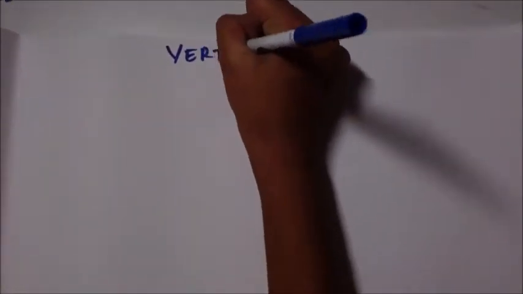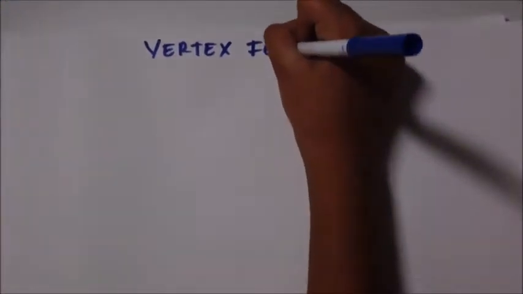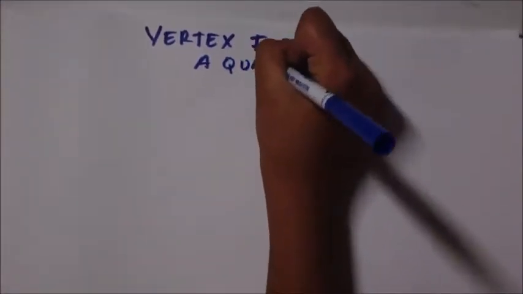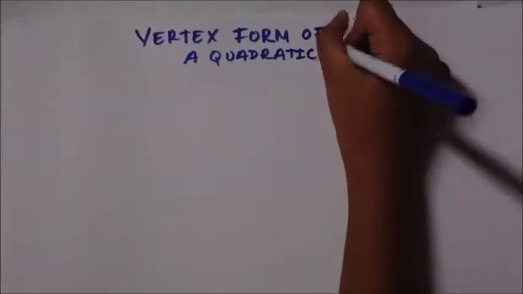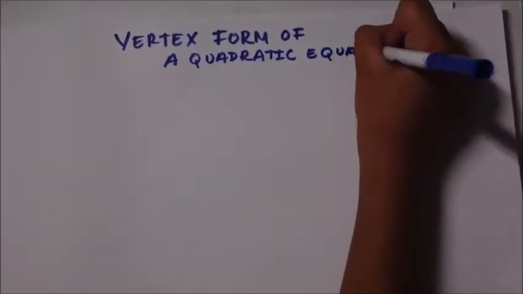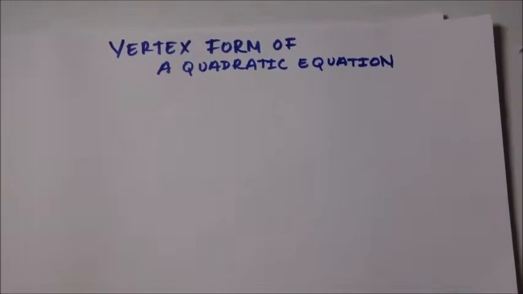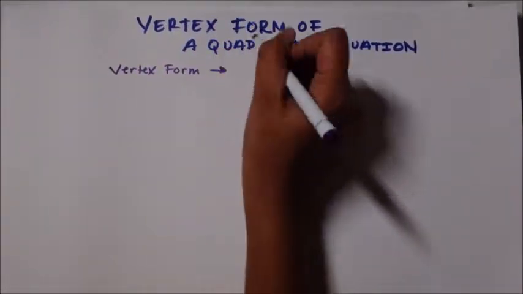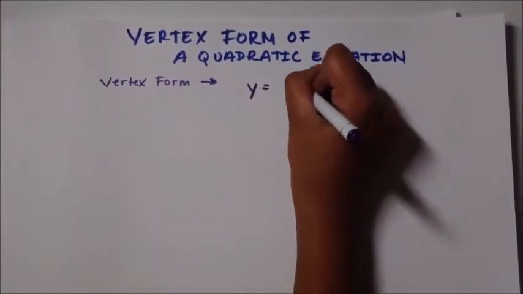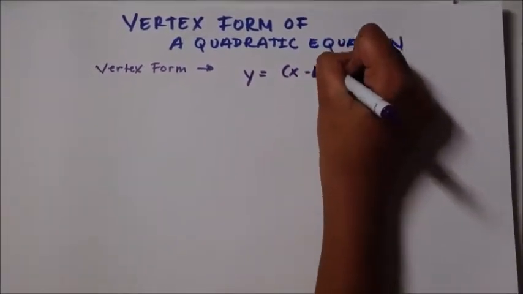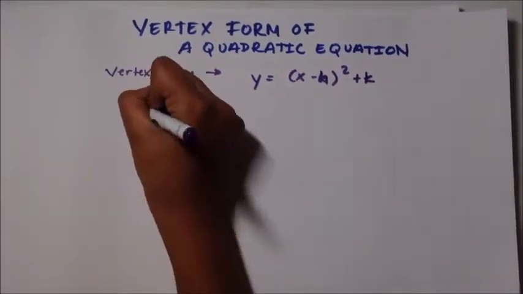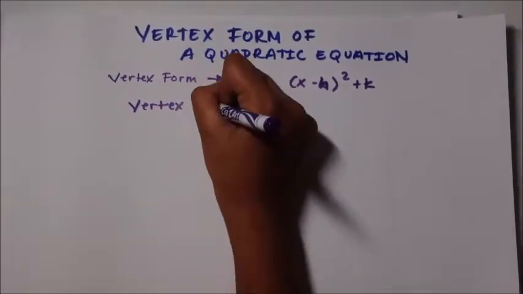So now we're going to be looking at the vertex form of a quadratic equation. So what is vertex form? Vertex form is the equation y equals a times (x minus h) squared plus k. There should be an a there right now. It's going to come up later.